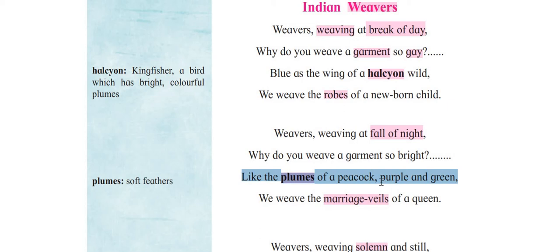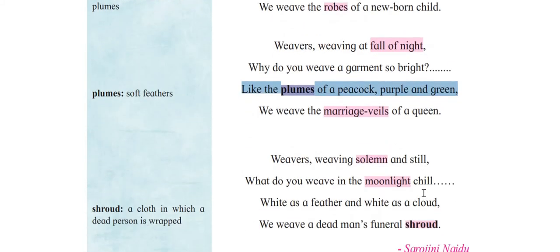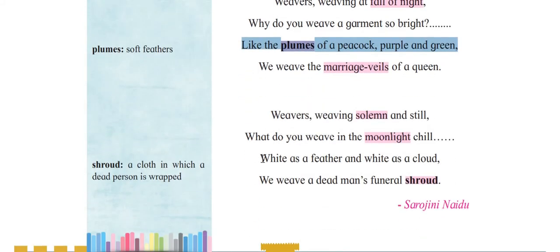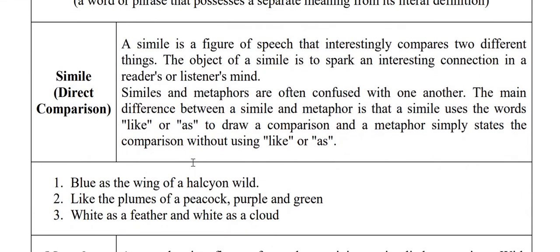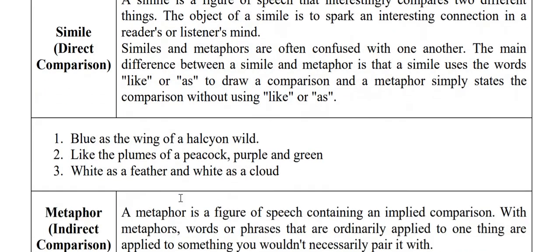Okay, the color of the plumes of the peacock is compared to the color of the garment. And the third example of simile is white as a feather and white as a cloud. Actually these are two, white as a feather and white as a cloud, but okay. Then the next is metaphor. So these are the three examples.